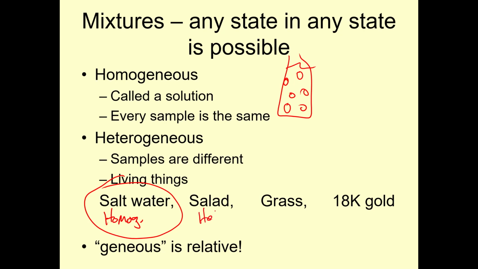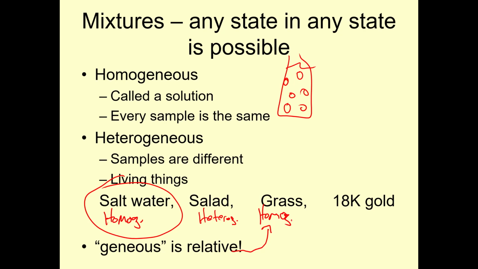water. Salad is heterogeneous. Man, this bite has a lot of carrot. Man, this bite has a lot of dressing. It's not the same. Grass is relative to its size, so it can be a homogeneous mixture. Mr. Joe has the best grass. It's all made of Pennsylvania bluegrass.